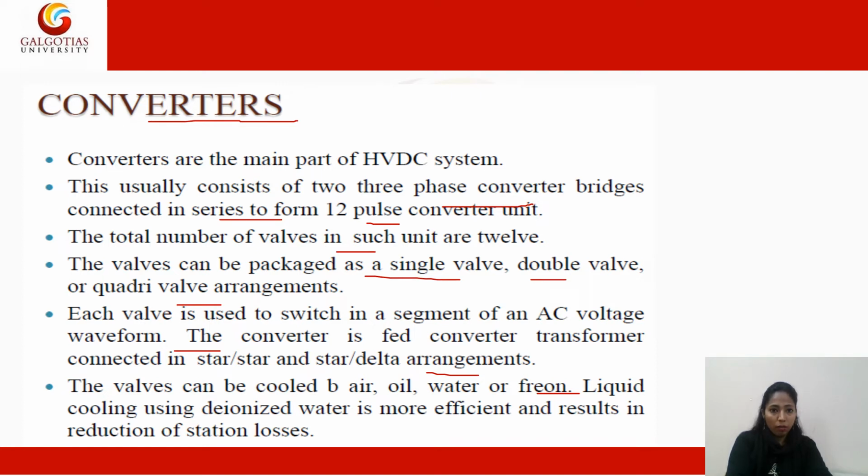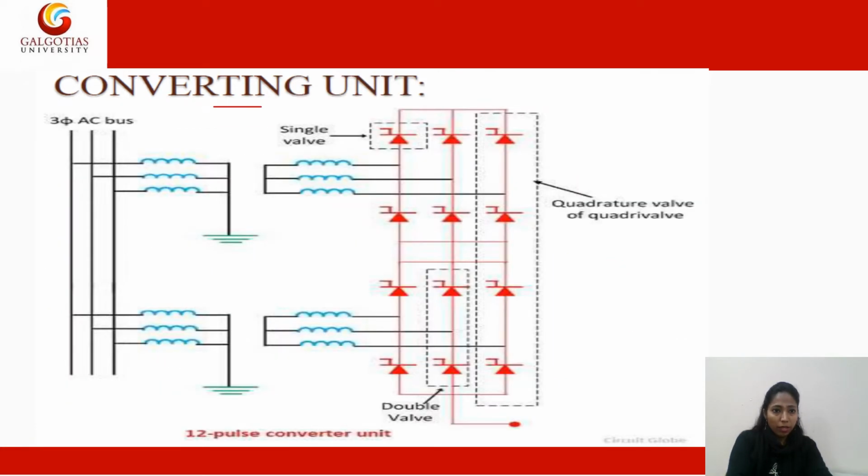So this is the configuration of the converters. In the converter unit, see this 3-phase AC bus, and it is connected to the transformers, which are connected in star delta or delta star connection. Then we have the valve connection. So this is the double valve, or we can have a single valve arrangement. Then the quadrature valve or quadri valve arrangement is also shown in the converter unit.